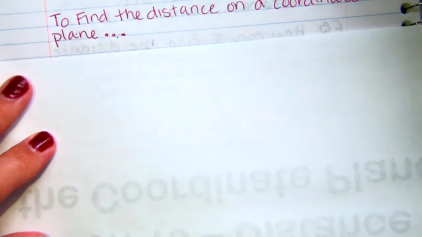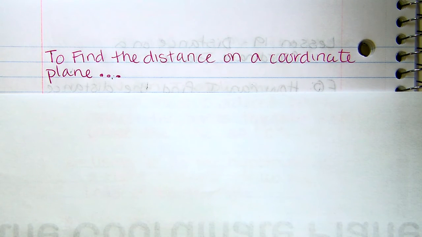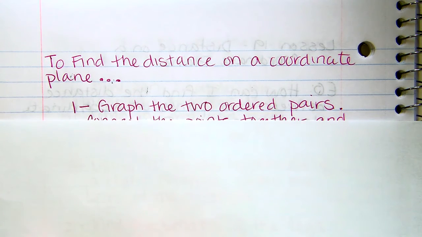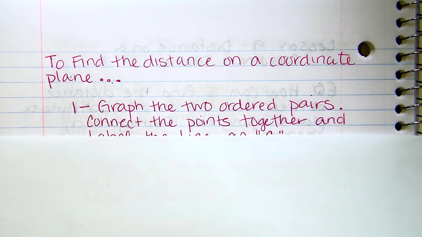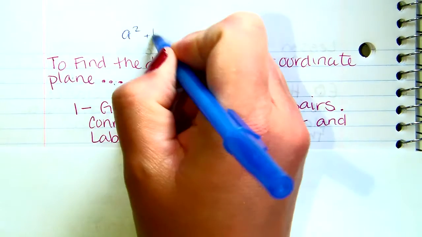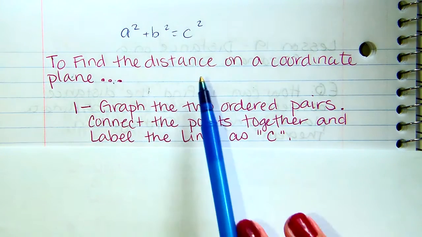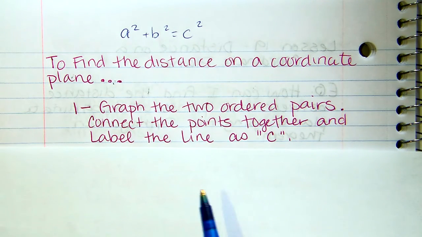So, here we are. To begin with, when we want to find the distance on a coordinate plane, we have a couple of steps that we should take. The first step is to graph the 2 ordered pairs and connect the points together. The diagonal, we're going to label as a line, and we're going to label it as C. Because remember, in Pythagorean Theorem, we have a squared plus b squared equals c squared. We are going to be finding C, or the diagonal, in this triangle on our graph.